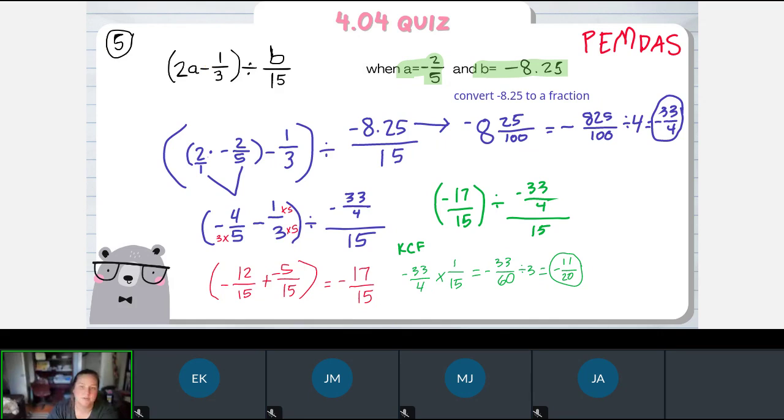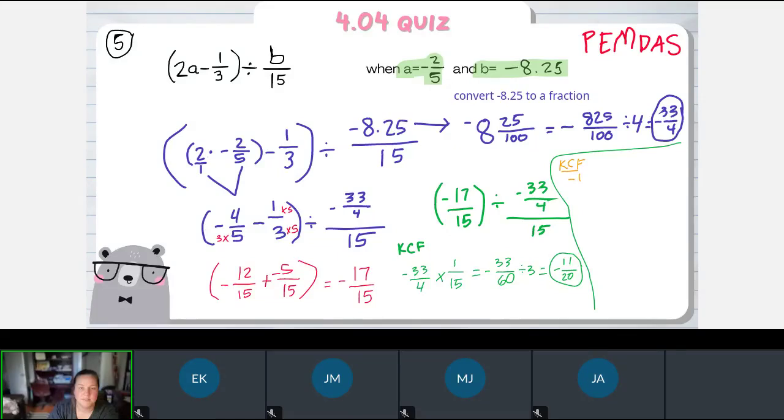Thank the Lord. I'm going to try to squeeze it in right here. And I'll use a different color. We'll do orange. So now we're going to keep, change, flip again. Bella, give me just a second.